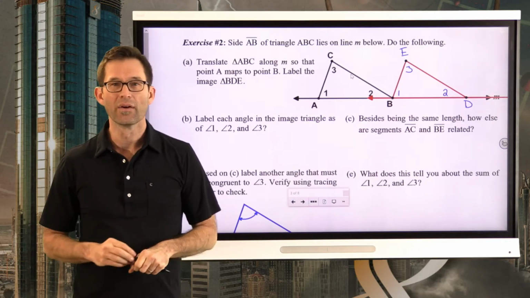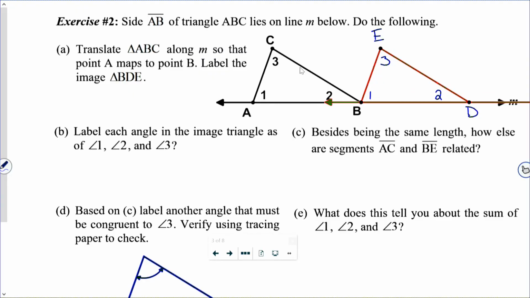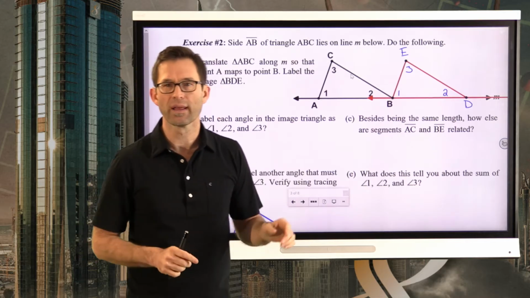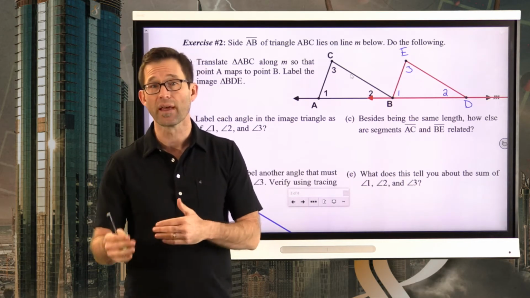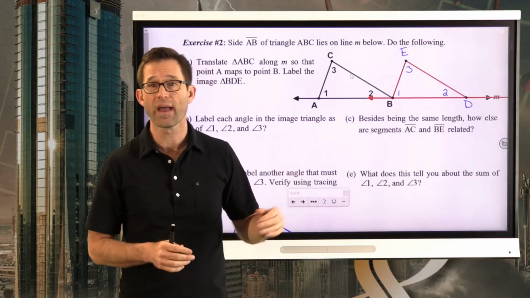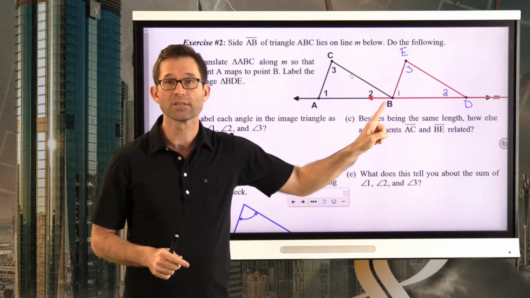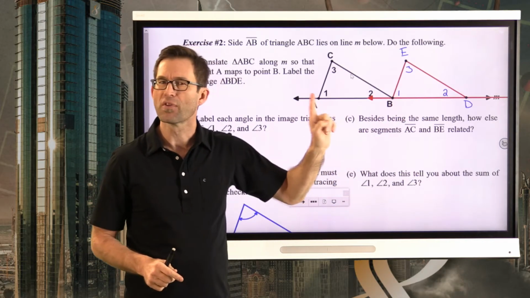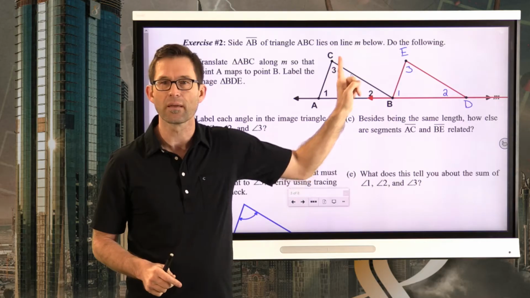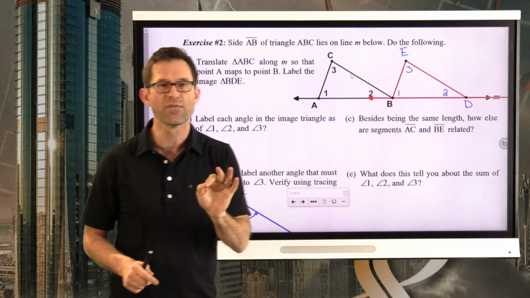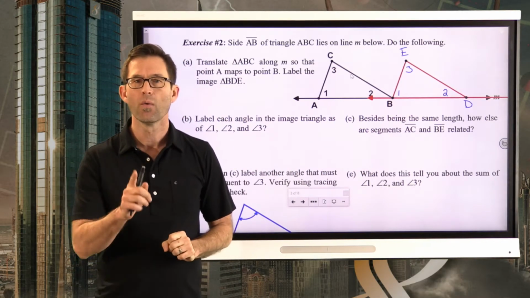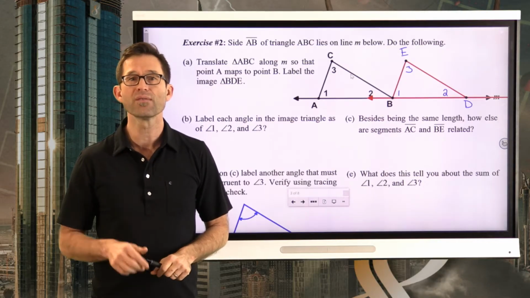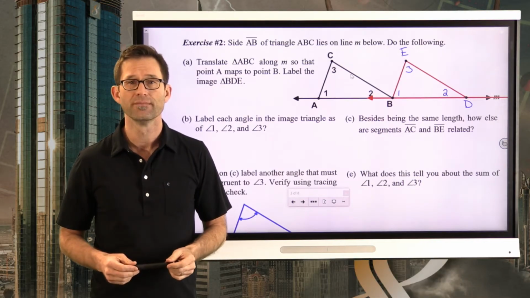All right, now letter C. Besides being the same length, how else are segments AC and BE related? All right, so because we've got a translation, and translations don't change the length of line segments, they don't change the measure of angles, AC got translated over to BE, they've got to be the same length because it was a translation. But there's another important relationship between segment AC and BE that's very particular to a translation. What's the relationship between those two? Pause the video now and see if you can write something down.